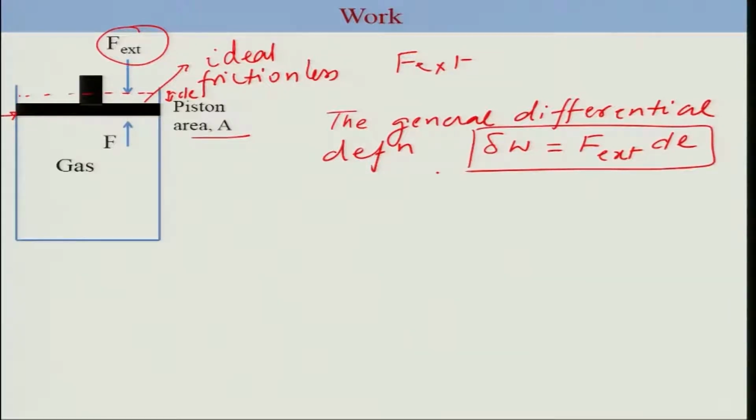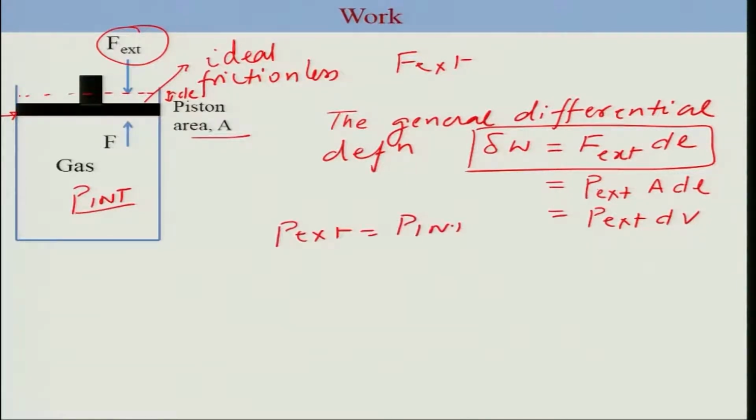work in this form. Now, considering the area of the piston, the pressure, you can relate this work in terms of pressure. This can be related in this form: P external into A dl, or in other words, since A is constant, this is simply P external dV. Now we also have P internal. So is this P external equal to P internal? And the answer is not necessarily.